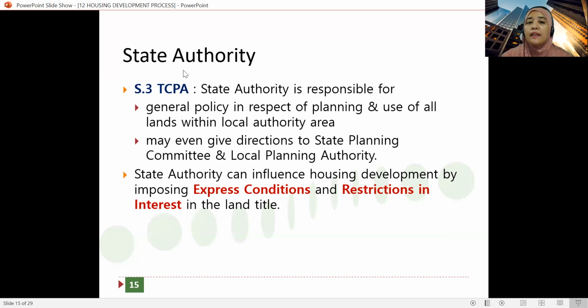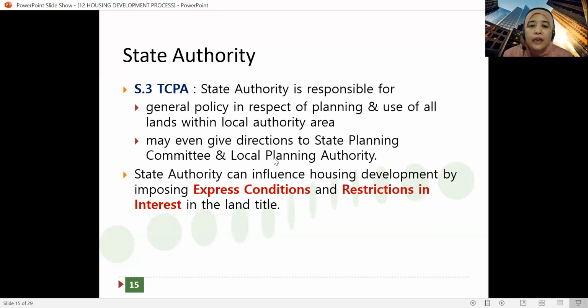Okay. In this case, planning and use of lands adalah diberi kuasa kepada state authority untuk dia membuat polisi, membuat dasar. Okay, with the power to come up with general policy in respect of planning and land use, dia boleh even give directions to state planning committee, local planning authority. The state authority ada kuasa untuk memberi direction, untuk memberi arahan kepada planners di peringkat negeri, planners di peringkat local level.